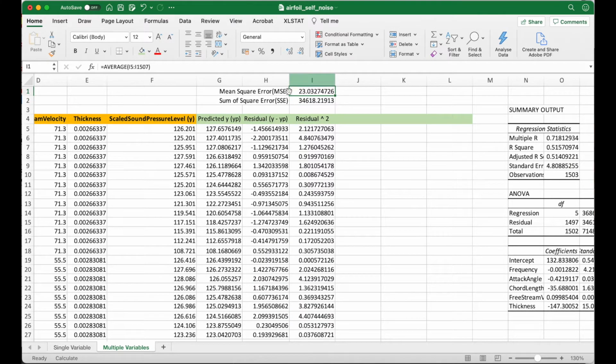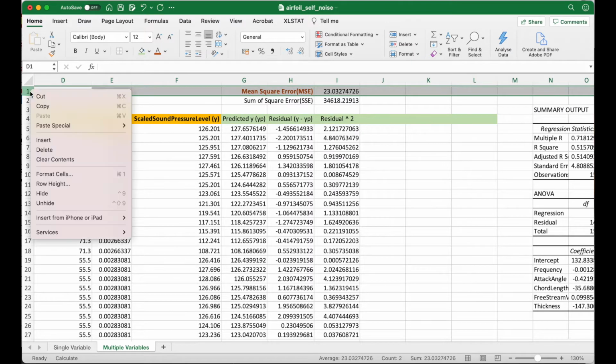Now mean square error is one of the parameters based on which we can determine the goodness of our model. The lesser the mean square error, the better our model is. So this is one of the measures for us to look out for in terms of determining whether our linear regression model has been good or not.